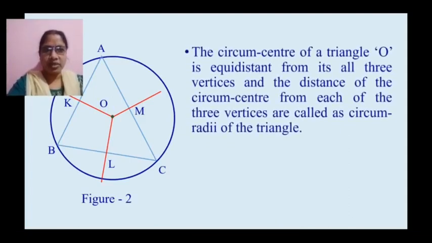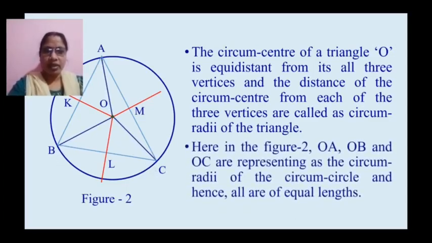The circumcenter of a triangle O is equidistant from all the three vertices, and the distance of the circumcenter from each of the three vertices is called the circumradius of the triangle. Here in figure 2, OA, OB and OC are representing the circumradii of the circumcircle and hence all are of equal length.